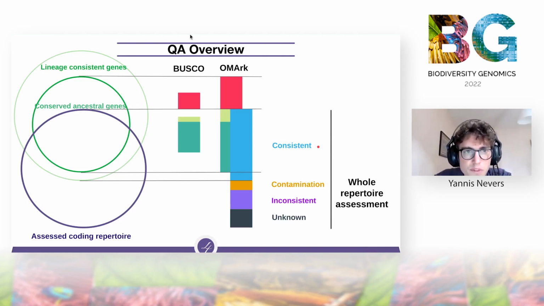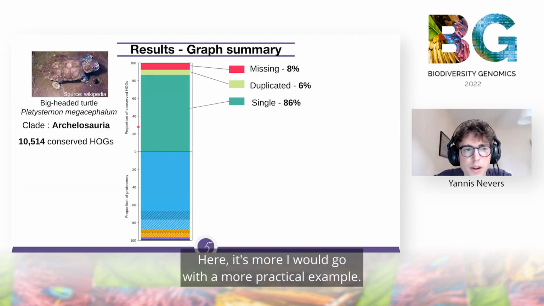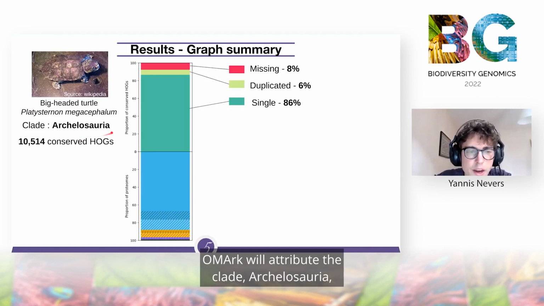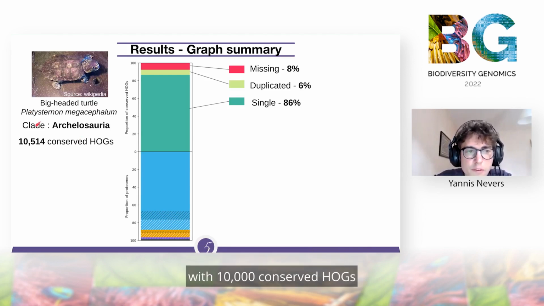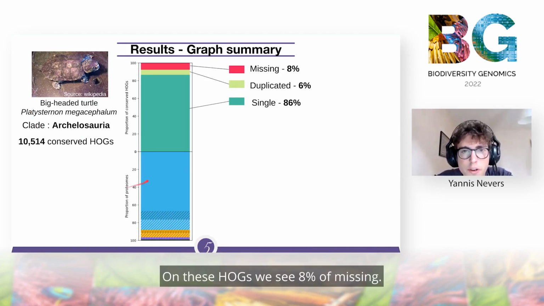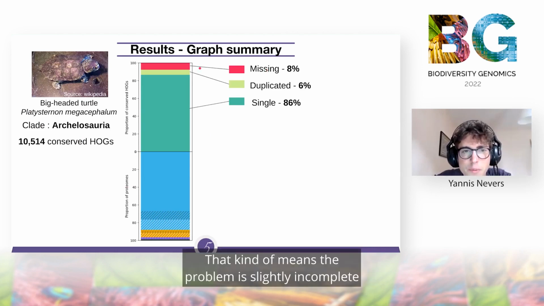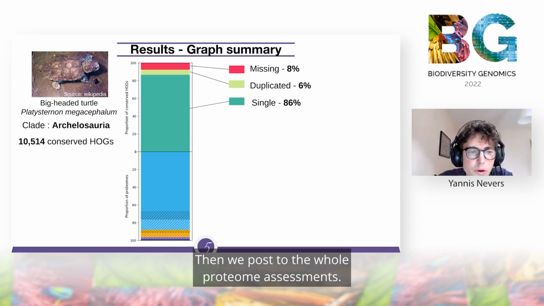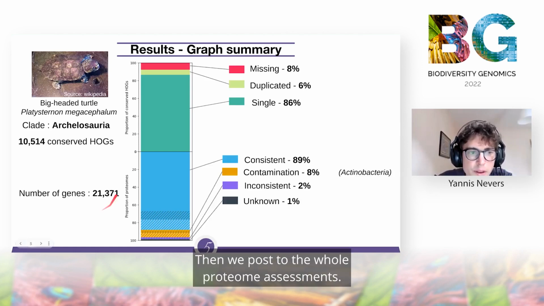Now, I will go with a more practical example. We have the big-eared turtle proteome. OMArk will attribute the clade Archelosauria with 10,000 conserved HOGs. On these HOGs, we see 8% are missing. That means the proteome is slightly incomplete, but otherwise still close to 100% complete. So it's still okay.